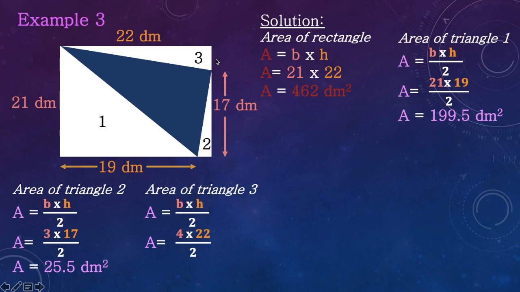But I know this is 4 simply because this side is 21 and this portion is 17. So this missing piece with this piece has to make 21. So we know it's 4 decimeters. We plug that in, we do our calculation, and we figure out that the area of triangle 3 is 44 decimeters squared.